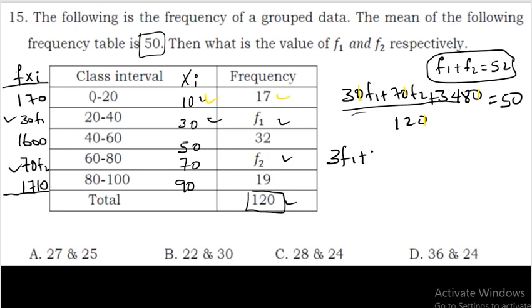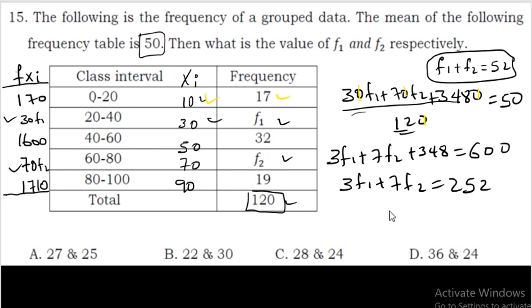3f1 plus 7f2 plus 348 is equal to, I can multiply 12 by 50, which will be 600. That means 3f1 plus 7f2 is equal to 600 minus 348, which will be 252. Okay, now we have two equations.